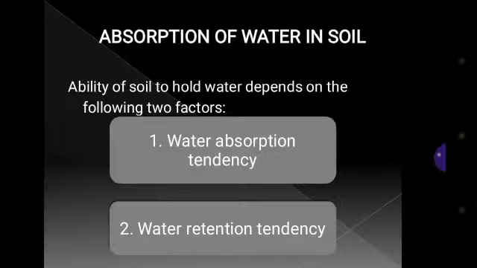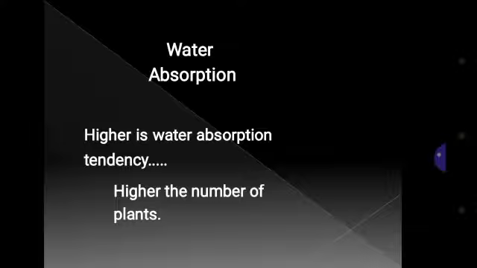The last topic is absorption of water in soil. The ability of soil to hold water depends on two factors: the water absorption tendency and the water retention tendency. Firstly, we see water absorption tendency. The amount of water absorbed by a particular type of soil is called its water absorption tendency. The higher the water absorption tendency, the higher the number of plants in the soil.